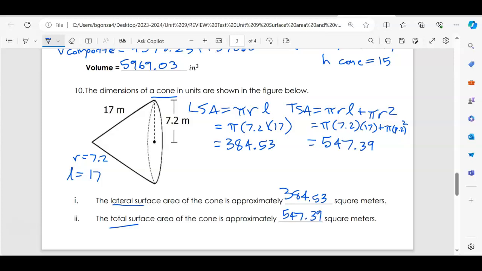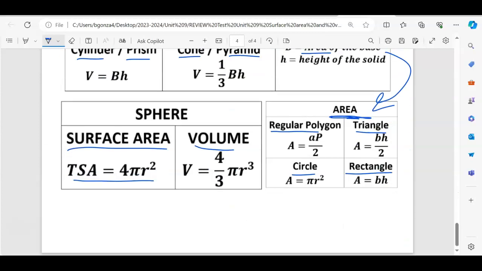That is your review. Your problems on your test are very similar to this review, so make sure you understand everything and you're able to use these formulas.